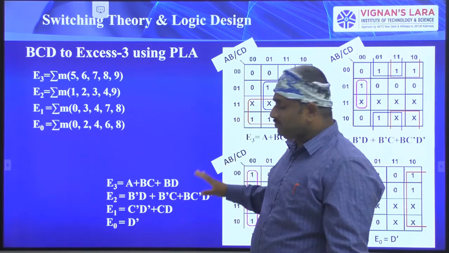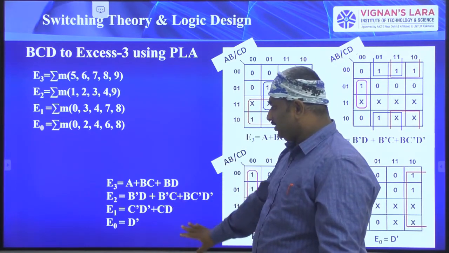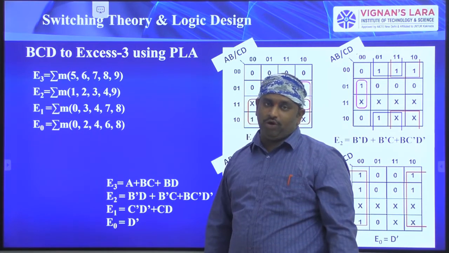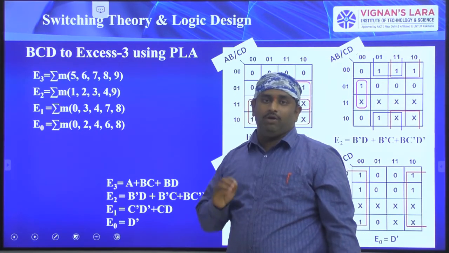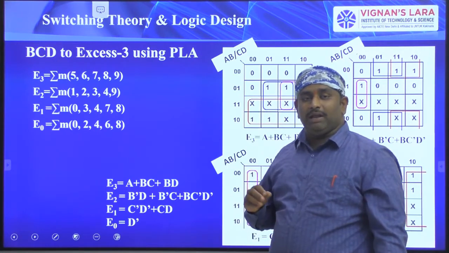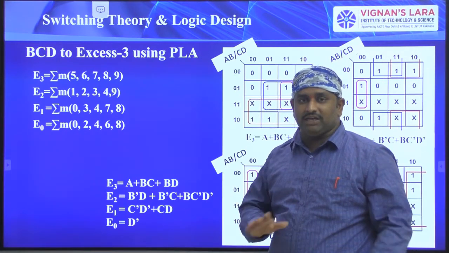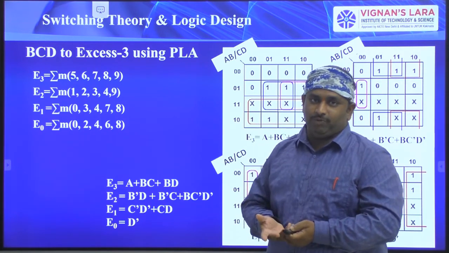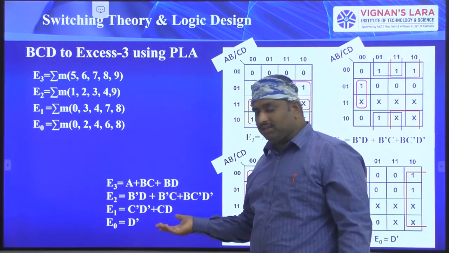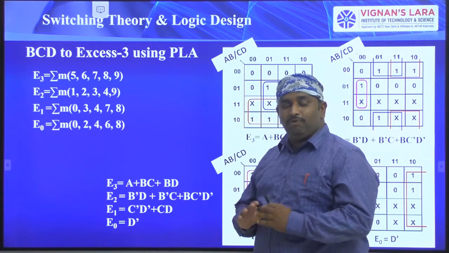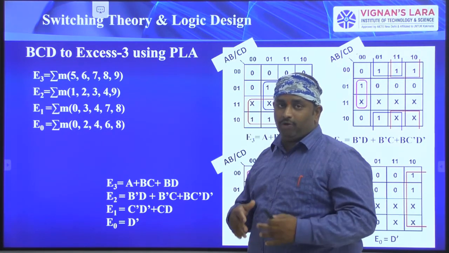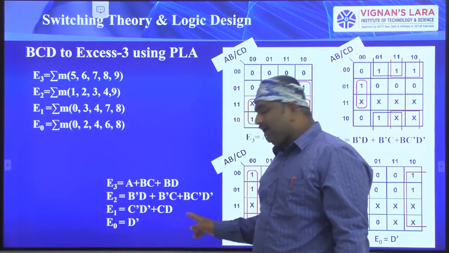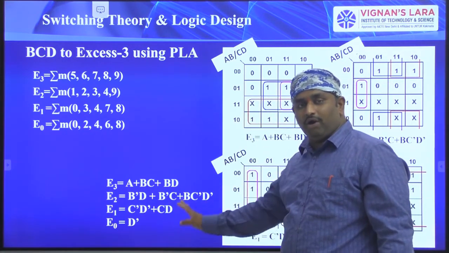By using K-maps, we have obtained these 4 functions. Now, when implementing this BCD to XS3 code using a programmable logic array, the number of AND gates and OR gates are completely programmable, and we can modify the number of inputs also. For that reason we have taken the simplified expressions. So before drawing the programmable logic array converter, first identify how many AND gates and how many OR gates we have.